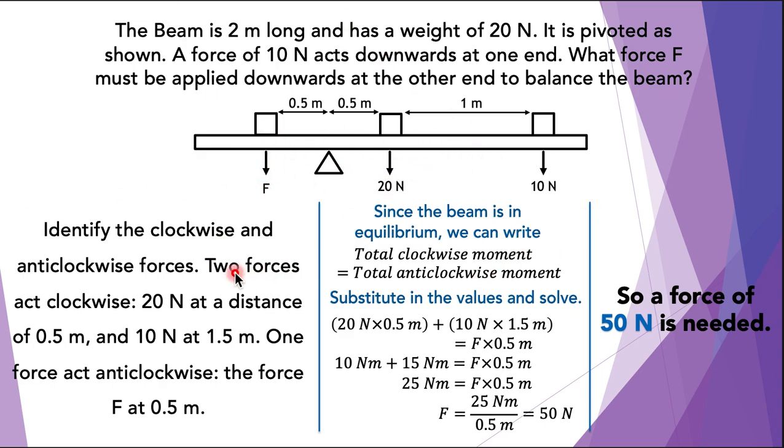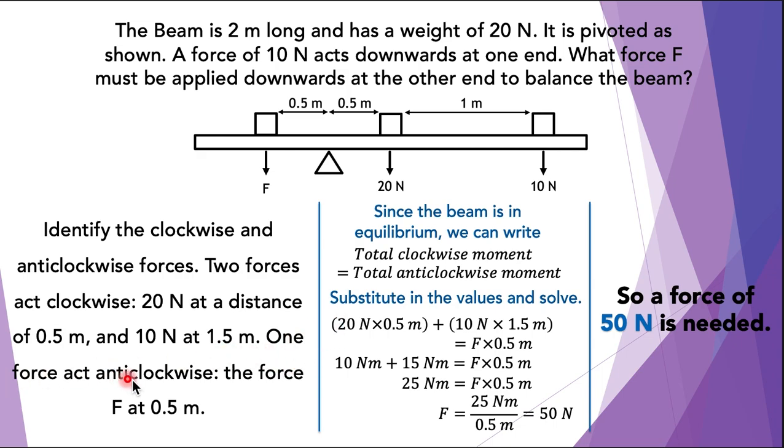So here we have the steps to do this question. The first step is to identify the clockwise and anti-clockwise forces. So two forces act clockwise, 20 Newton at a distance of 0.5 meter and 10 Newton at a distance of 1.5 meter. We're not going to check the distance from force to force, we're going to check the distance from force to pivot. This is 1 meter, but measuring the distance of this force from the pivot, we get 1 plus 0.5, which is 1.5 meter.